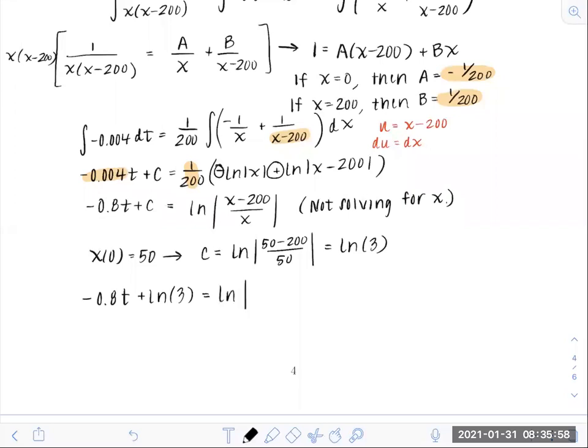And then my right-hand side remains. And then remember what we're looking for. What is the value of t so that x of t equals 100? So I'm going to leave my left-hand side as is. I'm trying to solve for t. And on the right, I'm going to plug in 100 for x.